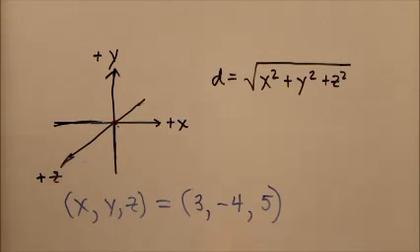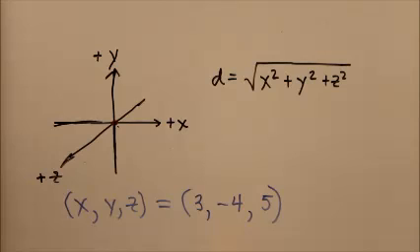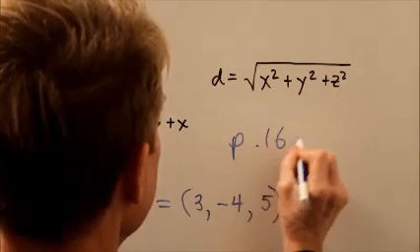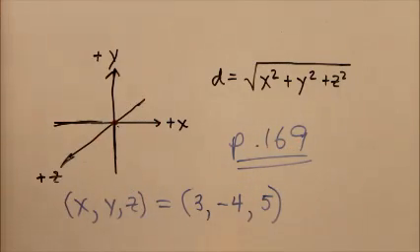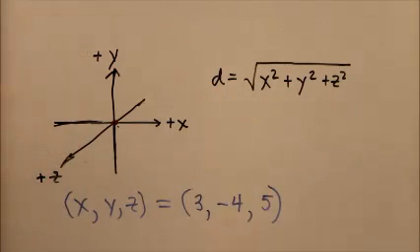Well, it's the length of a vector from the origin to that point. That is discussed on page 169 of the book, and we're given a formula there for the length of such a vector. We're calling that distance here d. In the book it's referred to as the length of a vector A, but it's exactly the same thing.